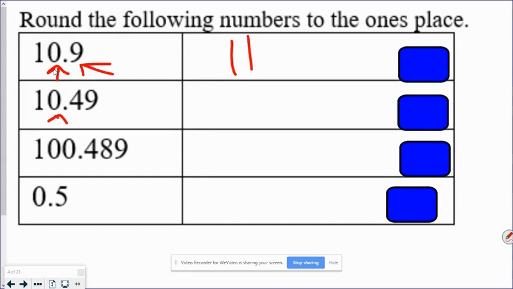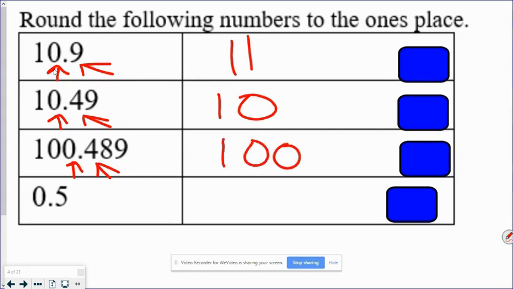So in this place, we want to go to the ones place again. We look at the tenths place. The tenths place is a 4, so we round off. In this place, we want to go to the ones place again, so we look at the tenths place. It's a 4, so we round off. We want to go to the ones place, but we look at the tenths place. It's a 5, so the answer is a 1.